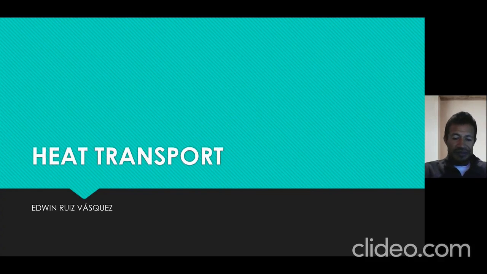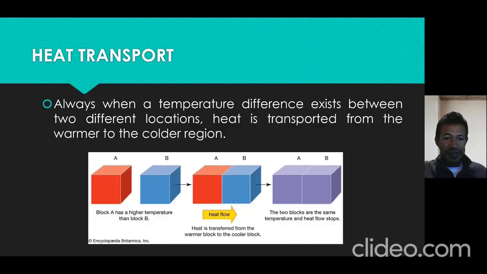Heat transport. Always when a temperature difference exists between two different locations, heat is transported from the warmer to the cooler region. Such heat transport is very important for many technical problems, and also for different measuring methods.